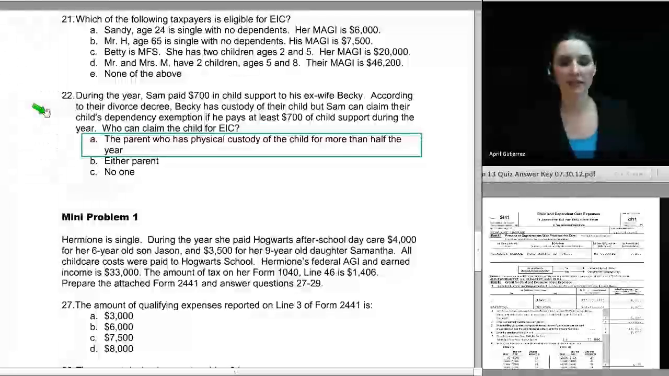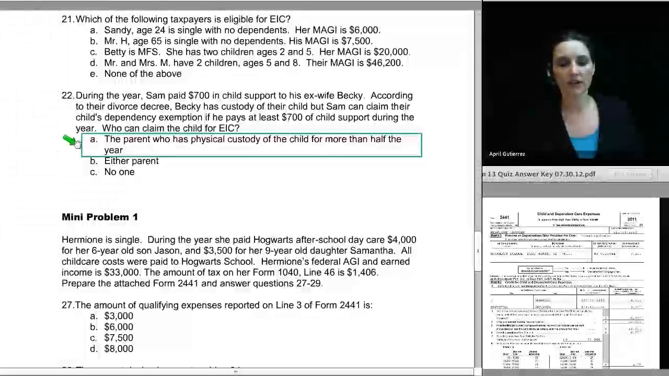During the year, Sam paid $700 in child support to his ex-wife, Becky. According to their divorce decree, Becky has custody of their child, but Sam can claim their child's dependency exemption if he pays at least $700 of child support during the year. Who can claim that child for EIC?